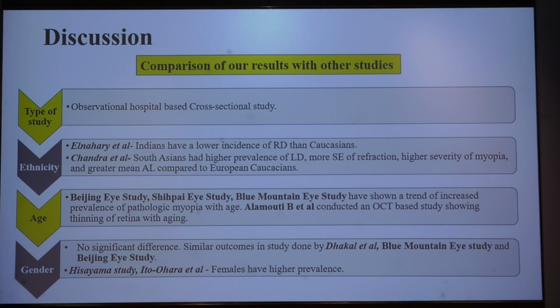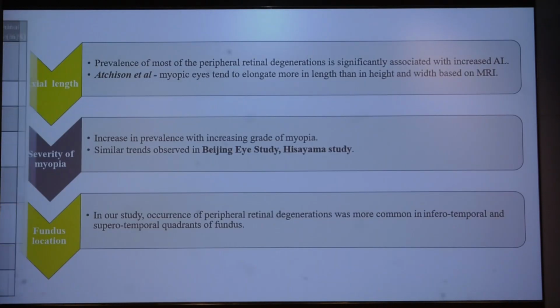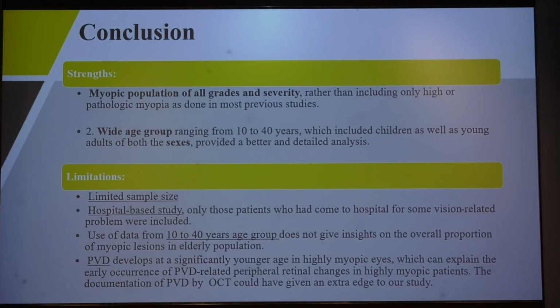Similarly, age had a positive association in most of the studies, like in the Beijing Eye Study and the Shilpai Eye Study. Gender didn't have any significant role. This is a table in which our study was compared with the previously done studies. Similarly, the axial length was found to have a positive association, even the severity of myopia and fundus location. Similar to our study, the most common fundus location was either infratemporal or supratemporal quadrant of the fundus.